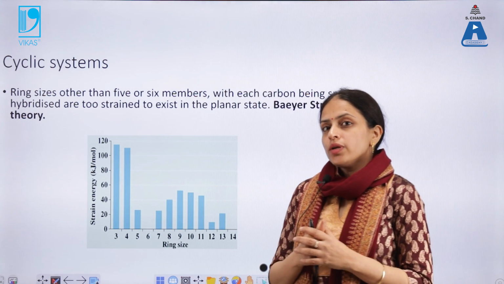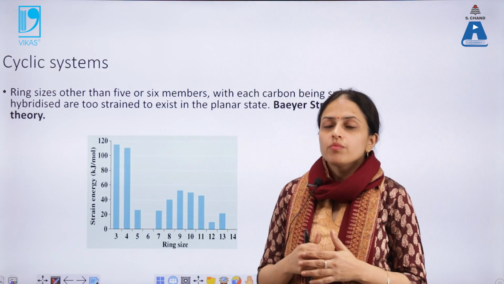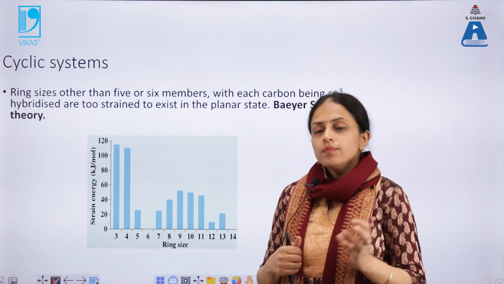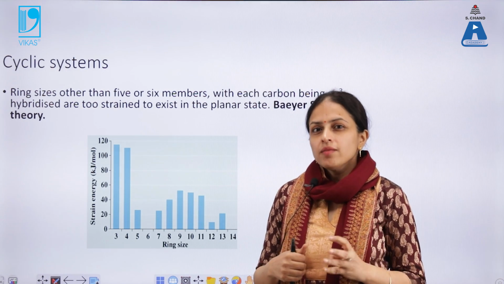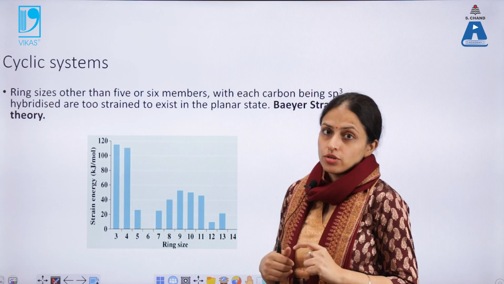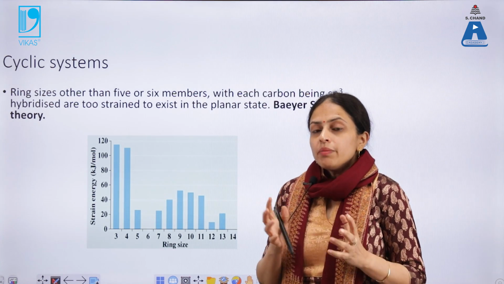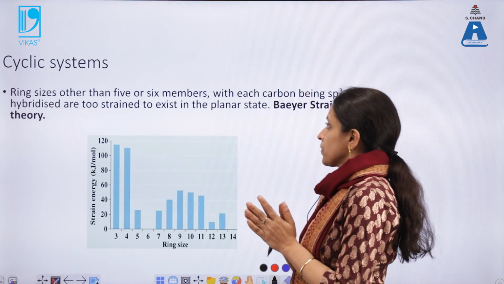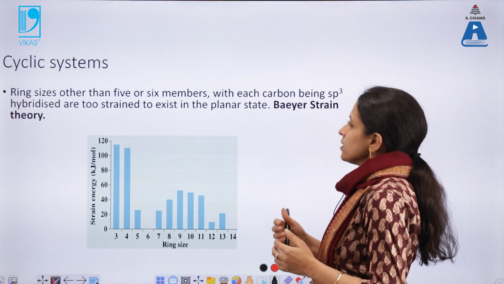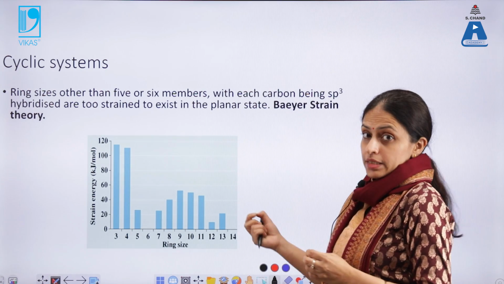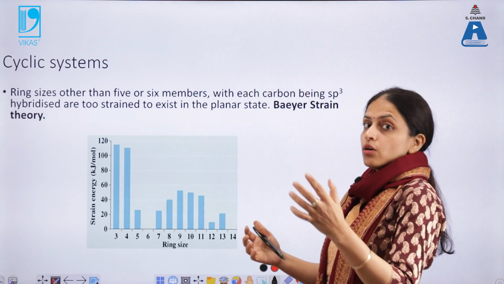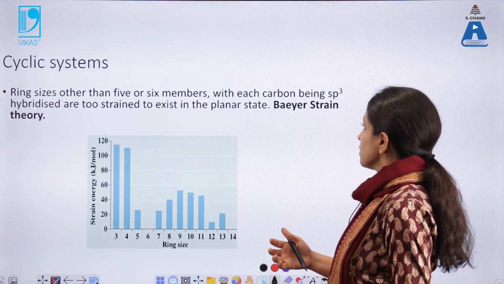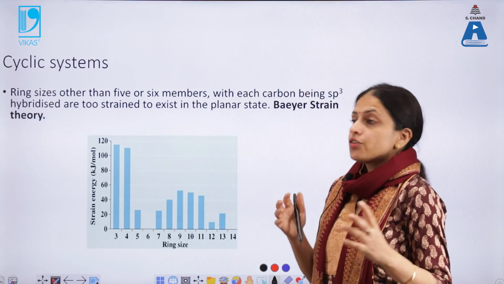So we have studied three types of strain till now in our conformations: angle strain, torsional strain, and Gauche-butane interaction. These are the three basic types of strain which exist in conformational isomers. As and when the size of the ring increases beyond 5 or 6, or goes below 5 or 6, the carbon atom gets strained.